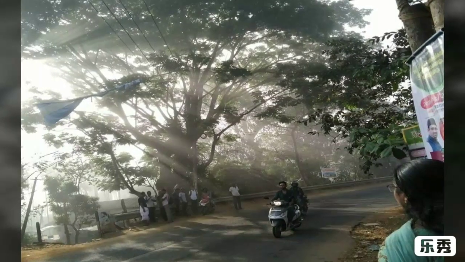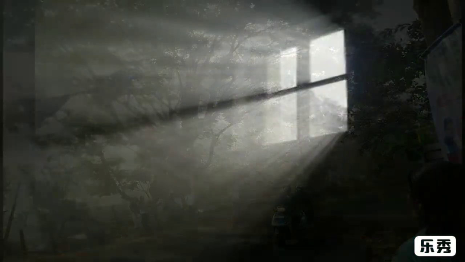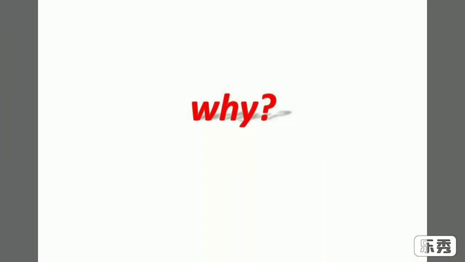Or might have seen this. Do you think that the dust particles are present only on the path of light? No, of course it's present all over this space. But why is it visible only on the path of light?